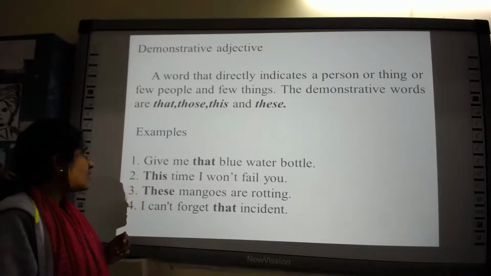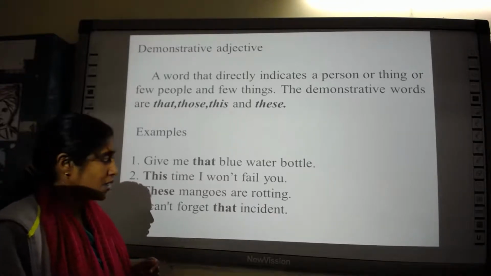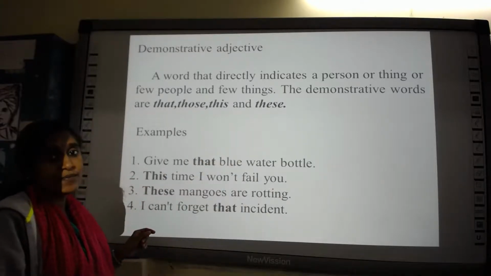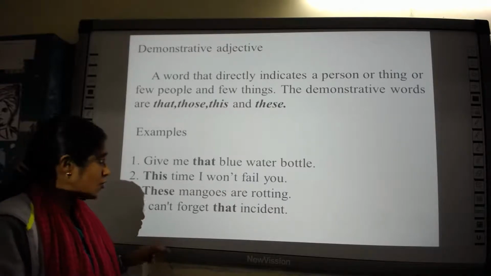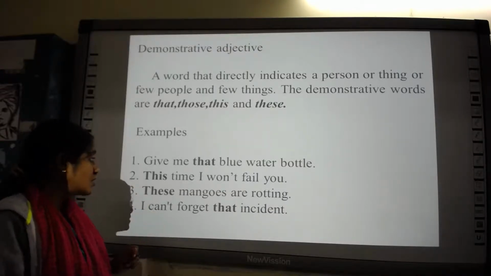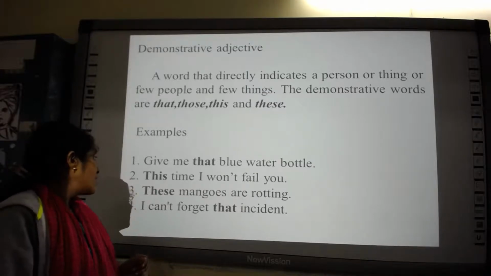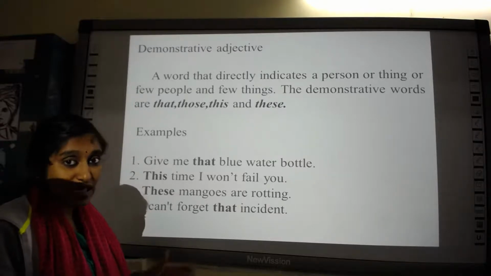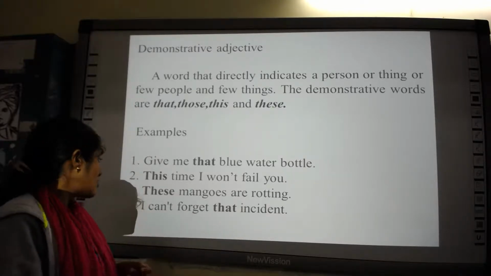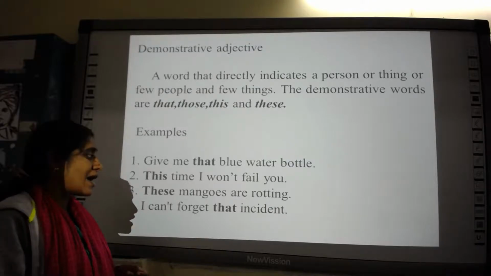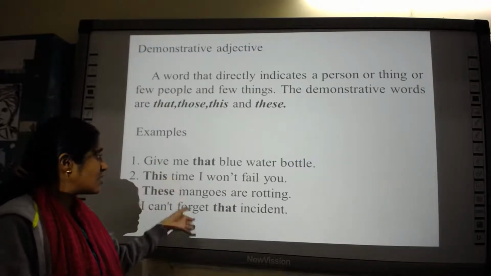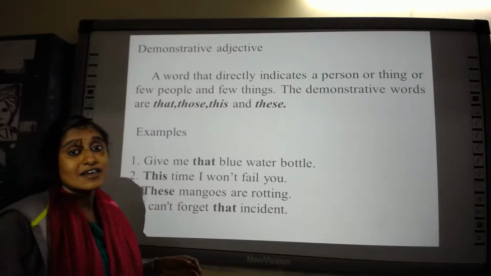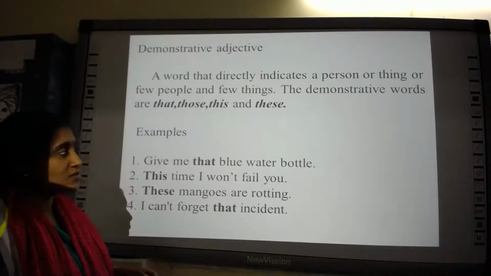For example, give me that blue water bottle. This time I won't fail you. These mangoes are rotting. I can't forget that incident. So these words, that, this, these, those, etc. become the demonstrative adjectives.